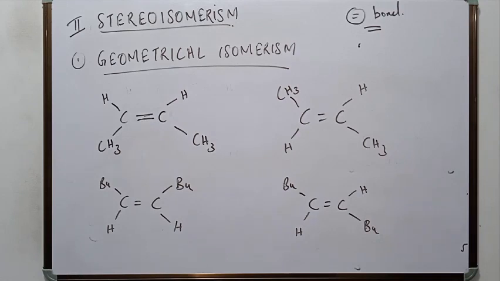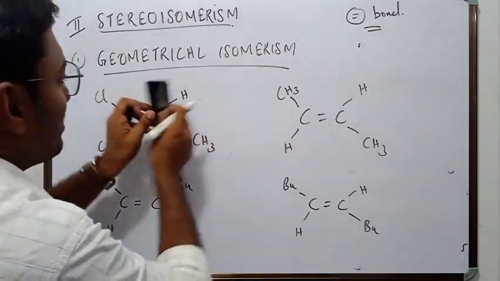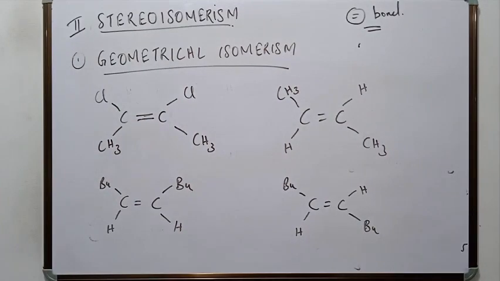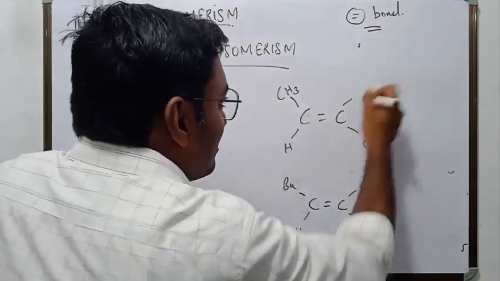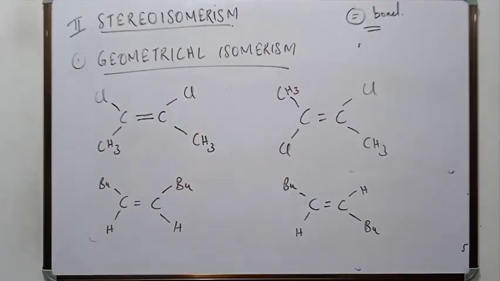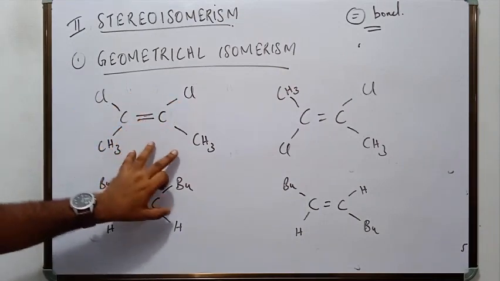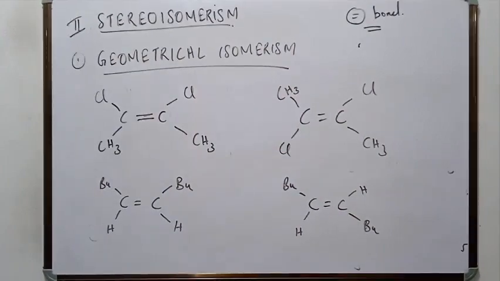There are a lot of other examples of geometrical isomers. You can remove this H and write chlorine. That would make it cis 1,2-dichlorobutene, and that's trans 1,2-dichlorobutene. So this is cis 1,2-dichlorobutene, and this is trans 1,2-dichlorobutene. You can make examples like this.